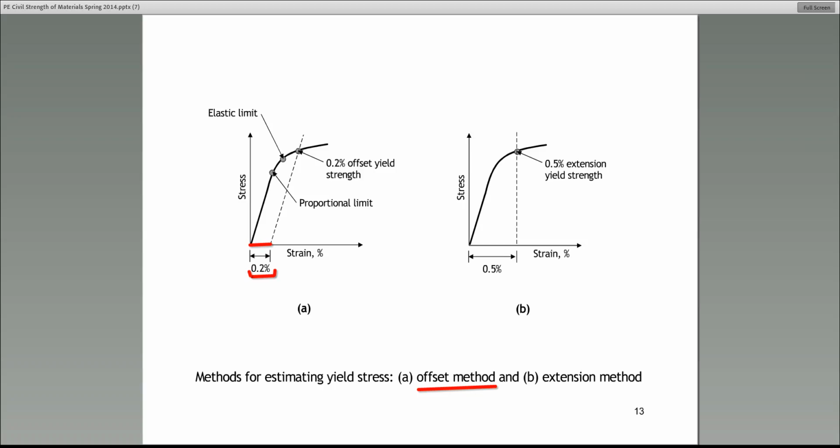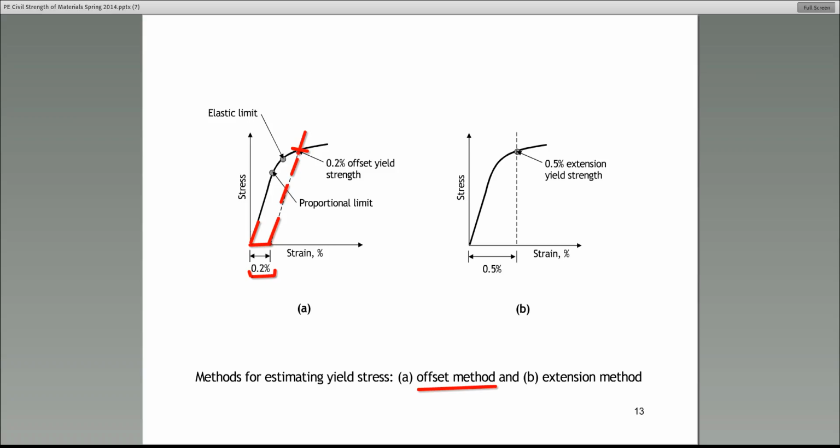So on the x-axis, from the origin, you measure 0.002, you mark it, and then you draw a line. You see this dashed line? You draw a line that is parallel to the initial part of the stress-strain curve. All right? And then the point where that dotted line crosses the curve, we call that the 0.2% offset.